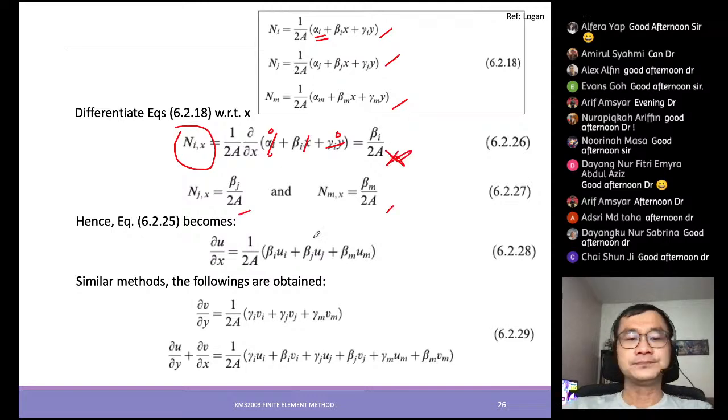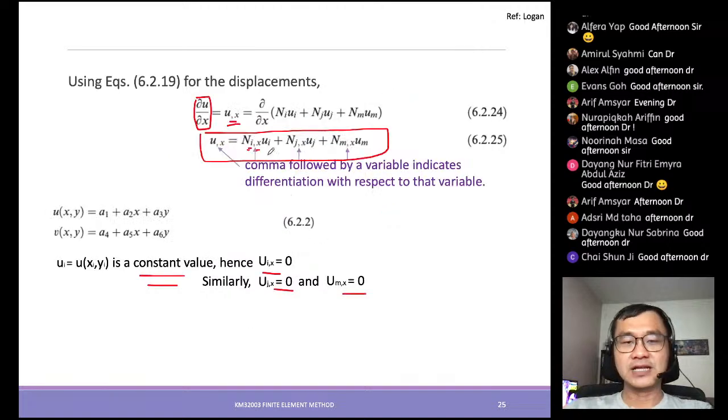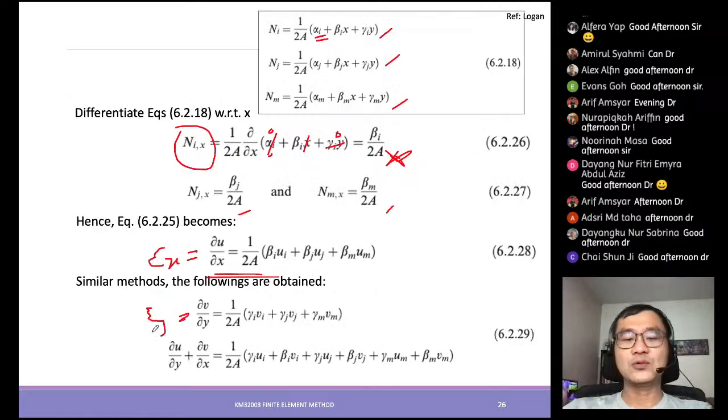From there we just combine them back into our previous relationships. So you will get basically this is the strain in x, this is the strain in y, this is the shear strain, in these equations.